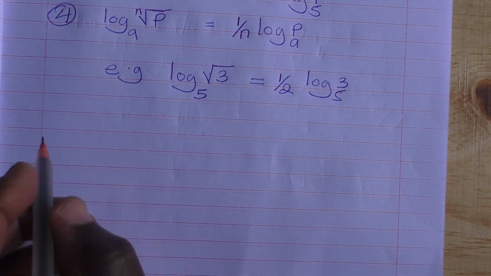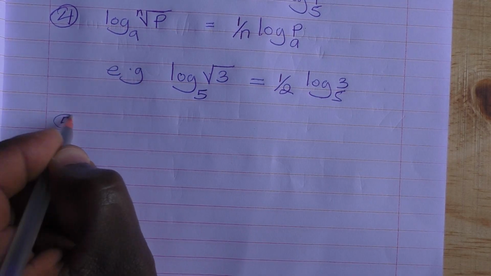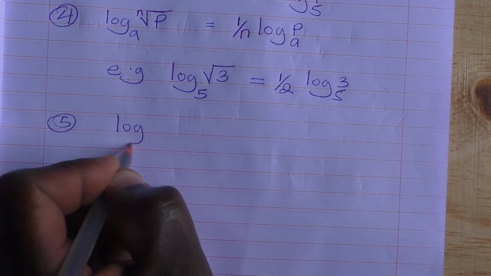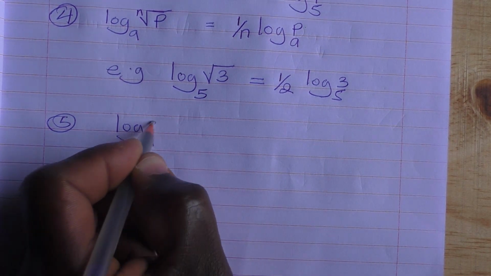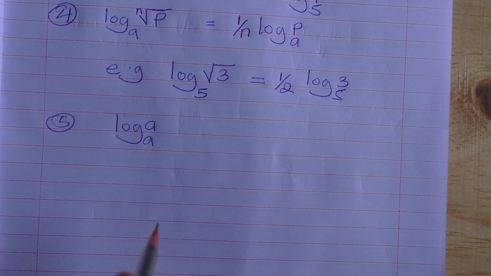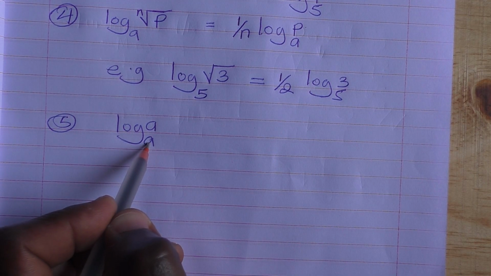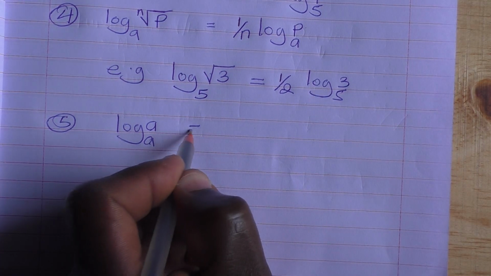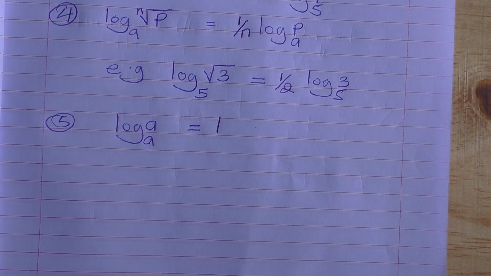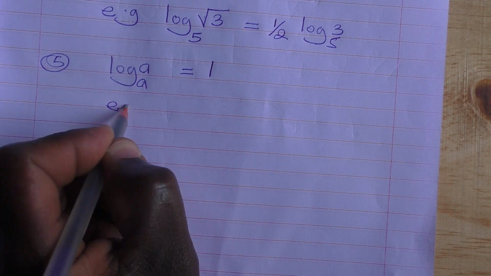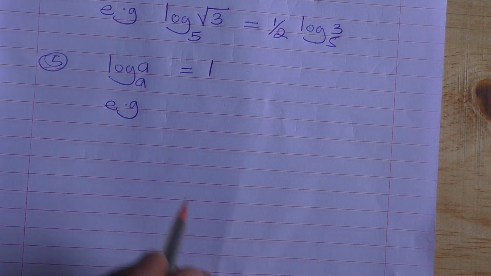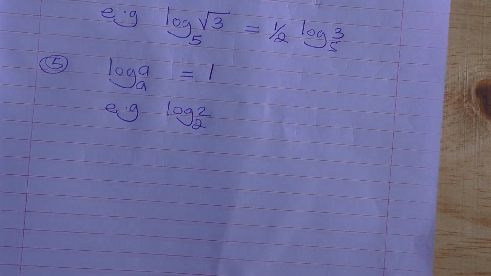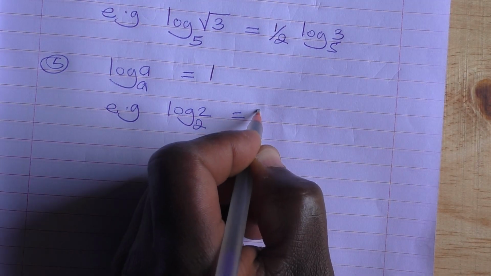Let us look at law number 5. Law number 5 states that if I have log a power a, that is when the base is the same as the power, this gives me 1. E.g., if I have log of 2 power 2, this equals to 1.